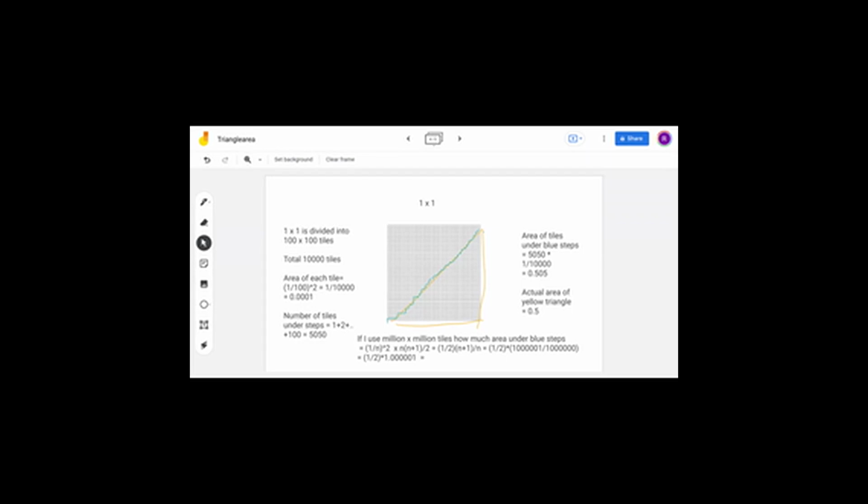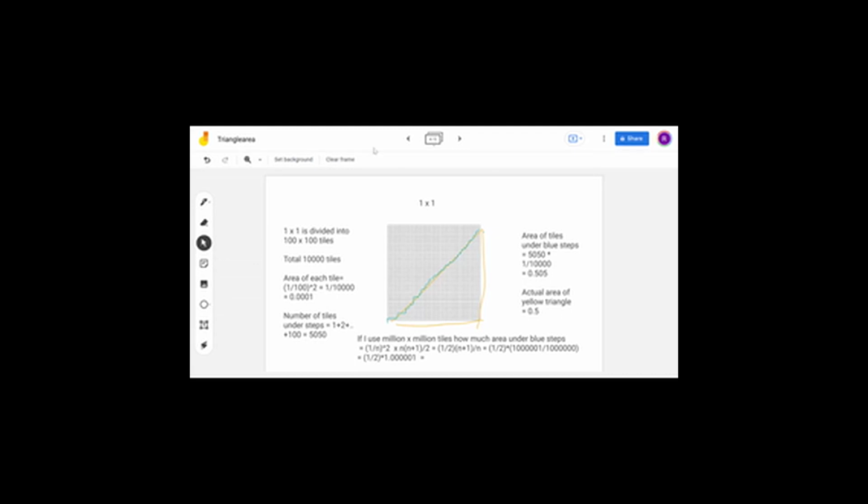And in the triangle, how many tiles are there? 5,050. How do you get 5,050? No, sir, 5,000. How do you get 5,000? Tell me how you get 5,000.